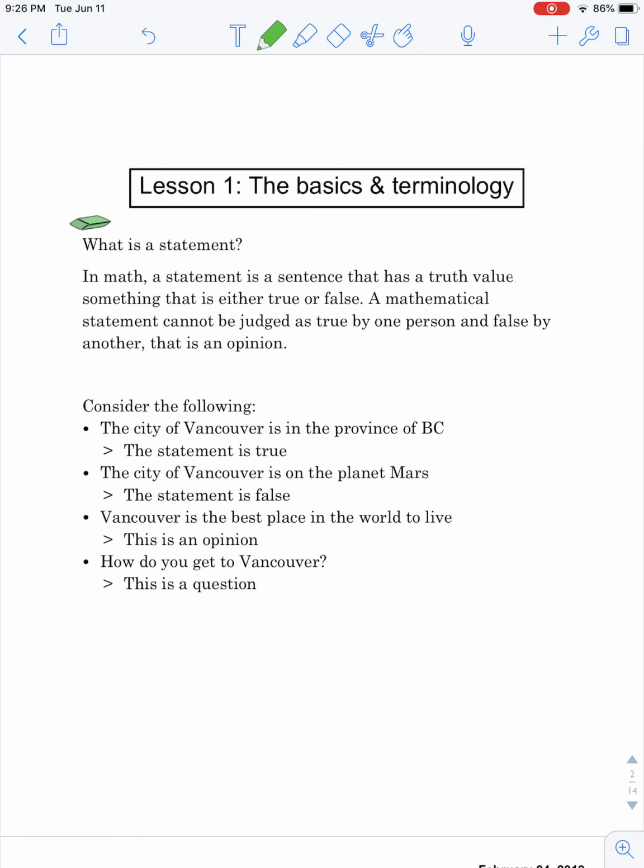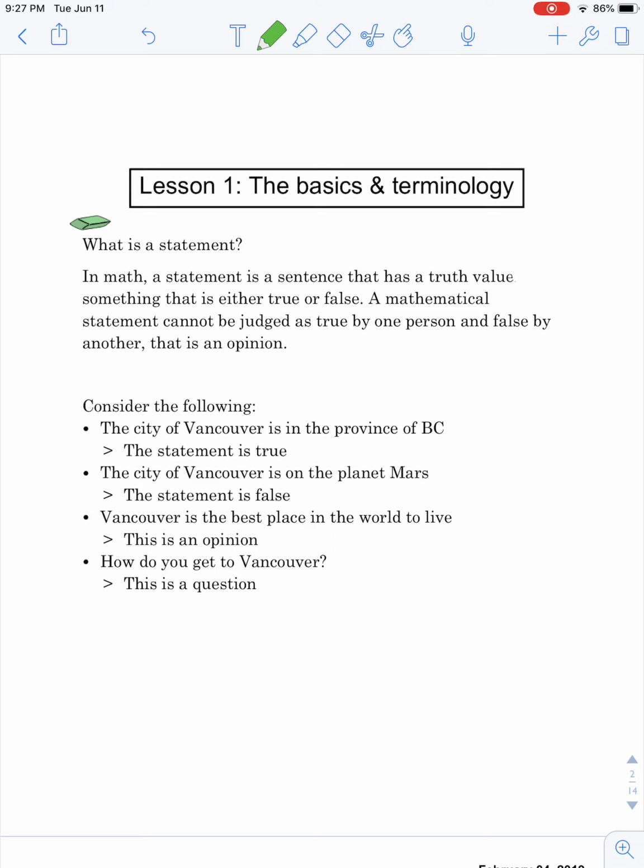The basics and terminology. Okay. So what this talks about is that in set theory, statements are either true or false. So my recommendation is that you add the word absolute in front of a true false statement. So it provides an emphasis of whether that statement is absolutely true or absolutely false. So there's no confusion.